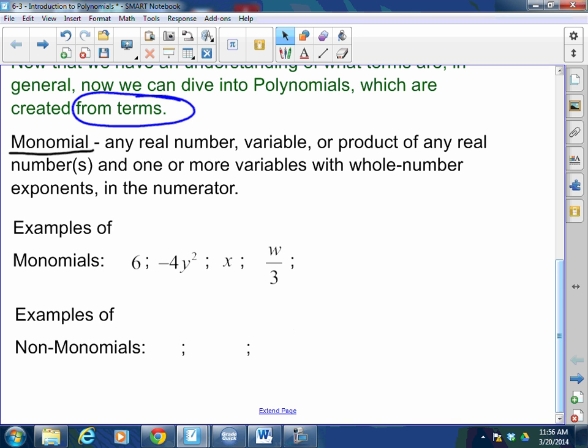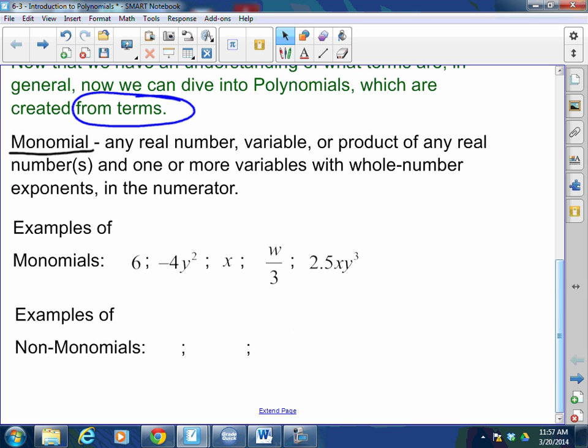w over 3. w is in the numerator. And it has a positive whole number exponent of 1 that's invisible. So it's a monomial. 2.5xy cubed. x and y are both in the numerators. And they both have whole number exponents. So that makes them monomials. So a monomial is just a one-term polynomial.